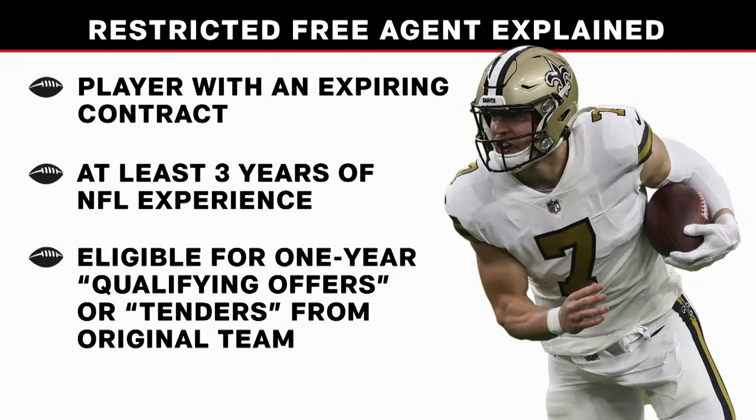There are two types of franchise tags. An exclusive tag is exactly what the name implies. The player is locked into his team and cannot negotiate with any other team during the free agency period. The one-year deal must pay him the average of the top five highest paid players at his position or 120% of his previous year's salary, whichever is higher.